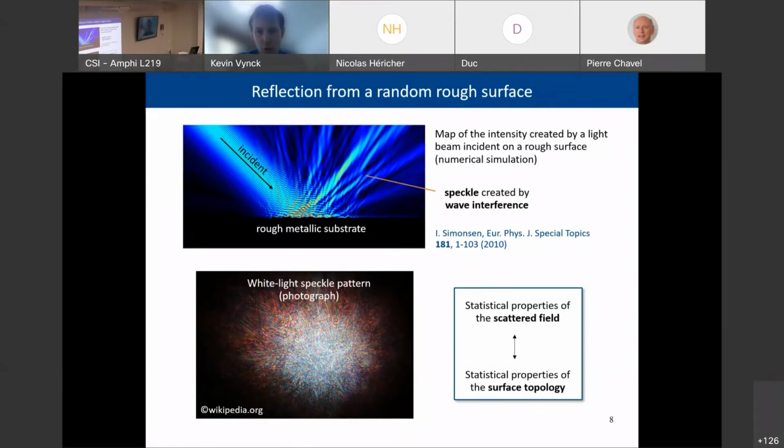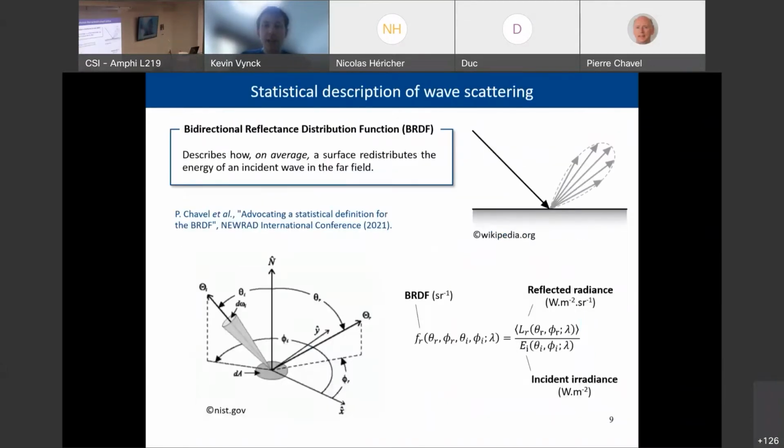But you could also look at the correlation of the speckle intensity with the angle, or the spectral correlation of the intensity in the system. And the statistical properties of the surface can be the statistics of height, of the roughness, but it can also be the spatial correlation, the lateral correlation in the plane of the surface. So again, there has been a lot of work on that.